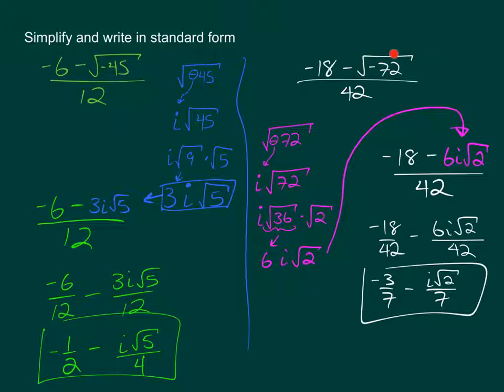And again, the first step is to simplify the square root. I ended up with 6i squared of 2. Plug that in for this entire square root, so negative 18 minus, boom, that whole square root gets replaced with what's in pink, all over 42. Split it into two fractions. Each fraction gets the 42 in the denominator. Simplify each fraction. This is what you end up with.